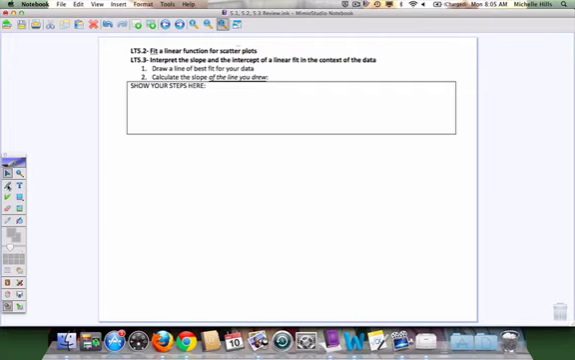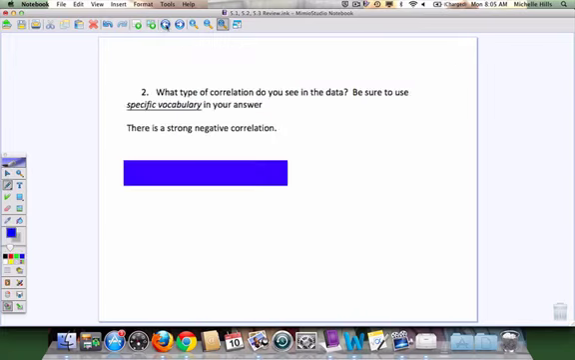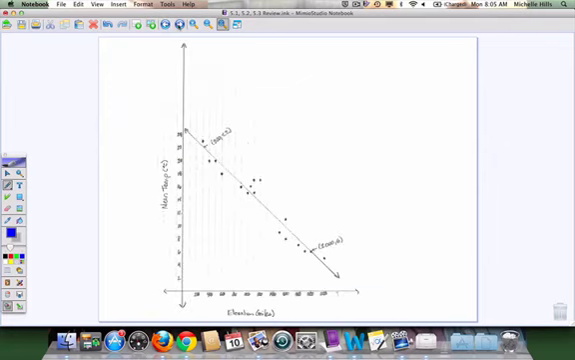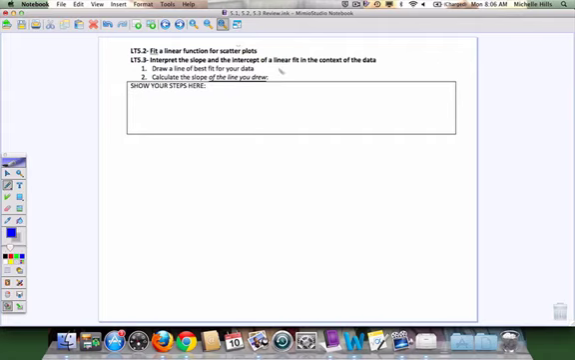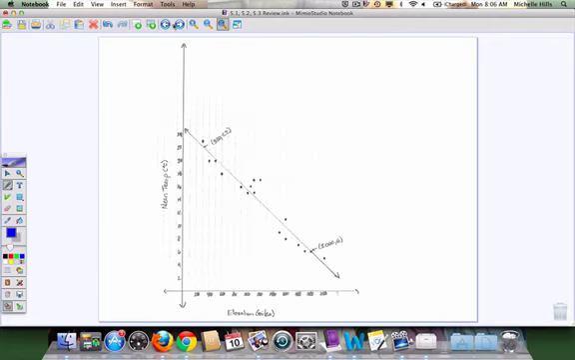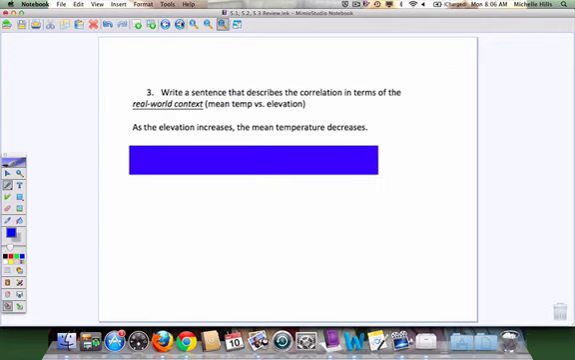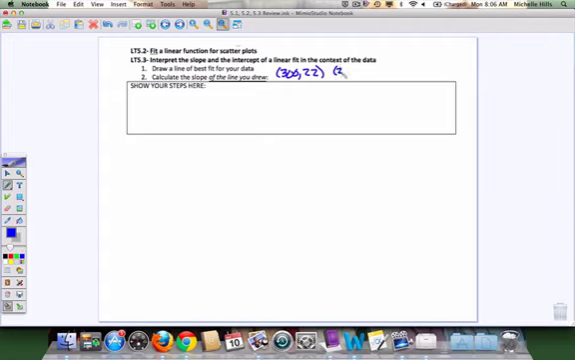Well, I need to go back and find the 2 points that I used for my data. I used the point 300 for x and 22 for y, and then I also used the point where x was 2,000 and y was 6.